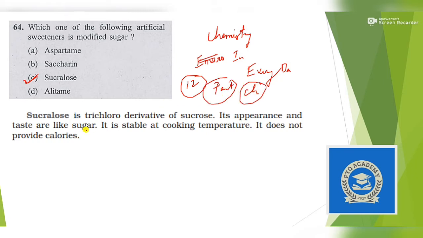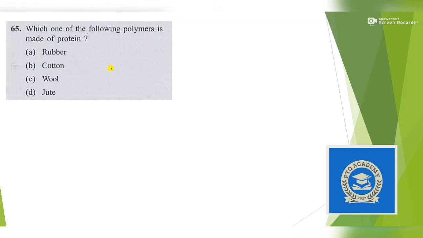Okay. So sucralose is a trichloro derivative of sucrose. Its appearance and taste are like sugar, and it is stable at cooking temperature. It does not provide calories. As it is stable at cooking temperature, it can be used in daily life as a modified sugar. Okay. So aspartame, saccharin, and alitame, all three are also artificial sweeteners, but only sucralose is a modified sugar.